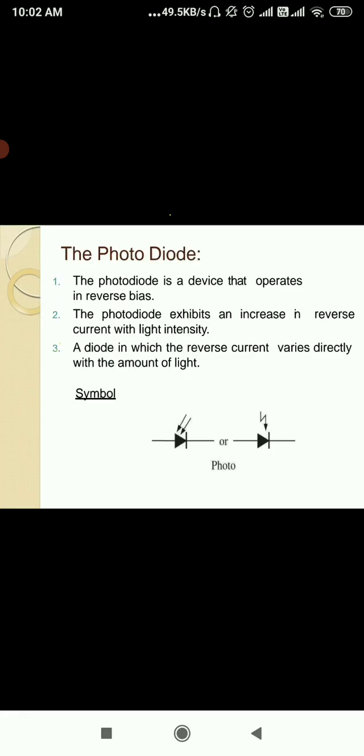और फोटोडायोड का क्या है? Photodiode is a device that operates in reverse bias. So what? How will the diagram be? Only the battery terminals you are supposed to put in the opposite way. Very good. You are supposed to connect the negative terminal of a battery to the anode of photodiode, and the positive terminal of a battery via resistor to the cathode of photodiode.